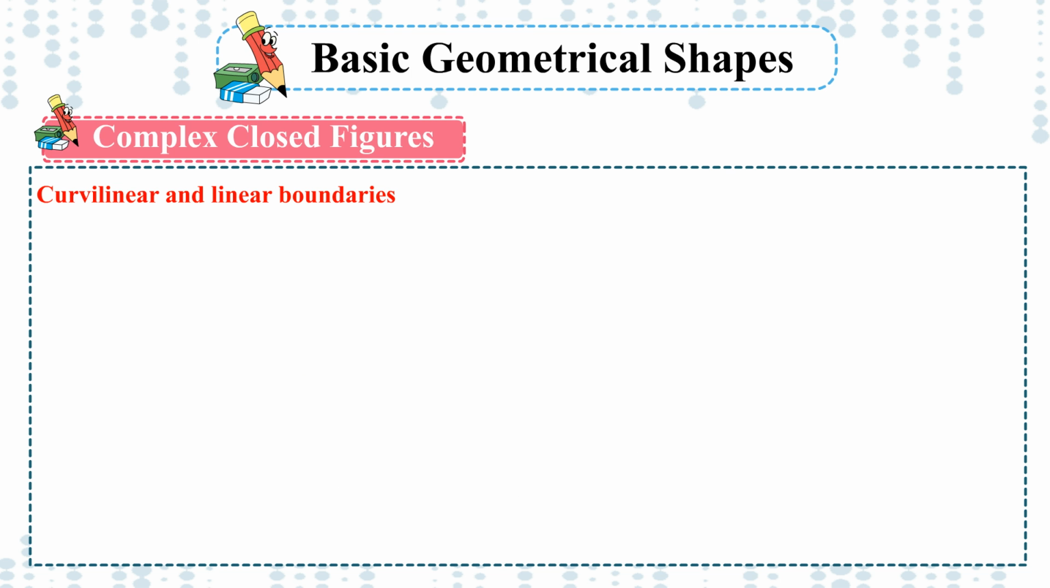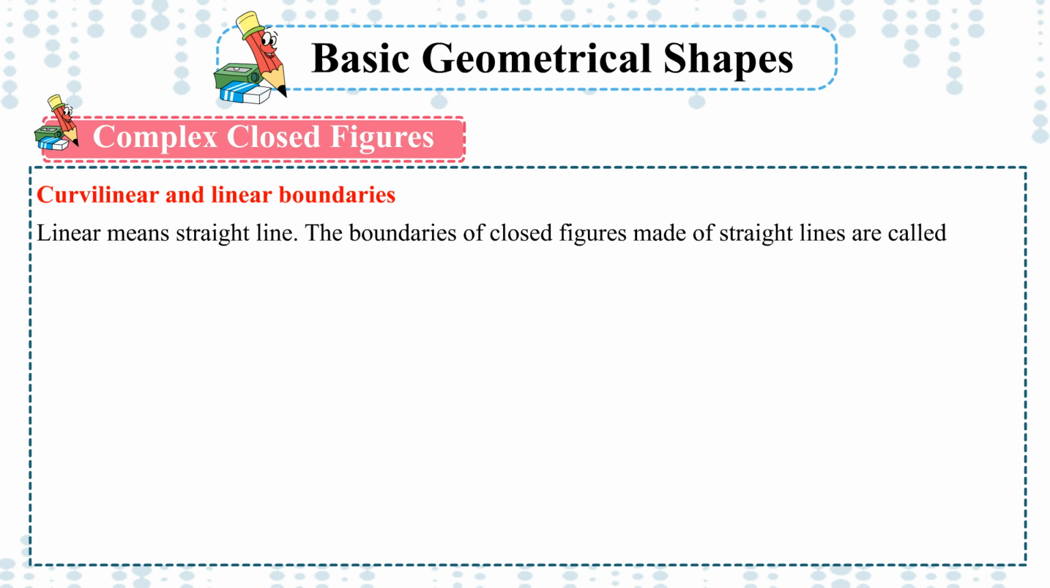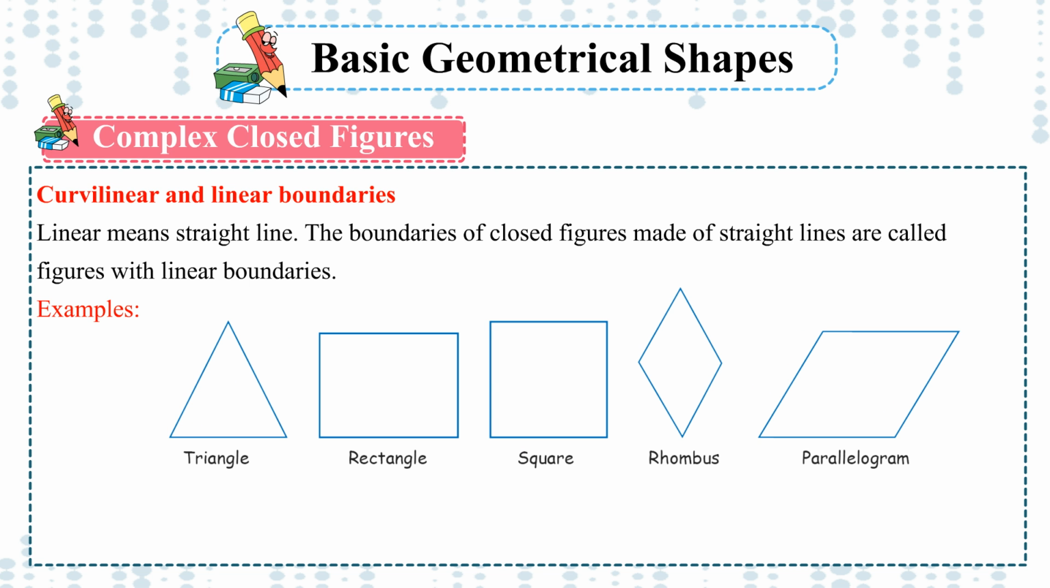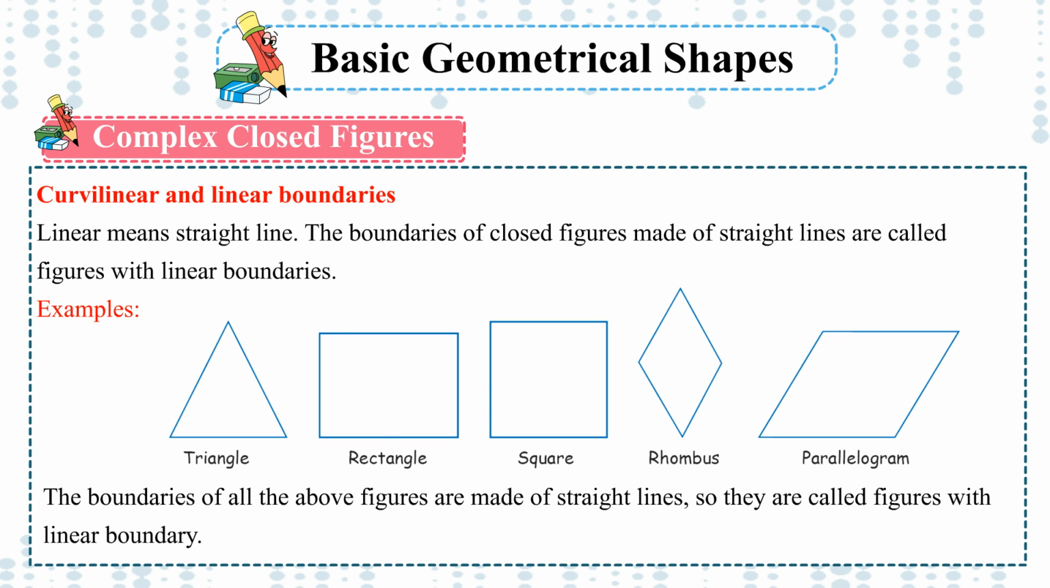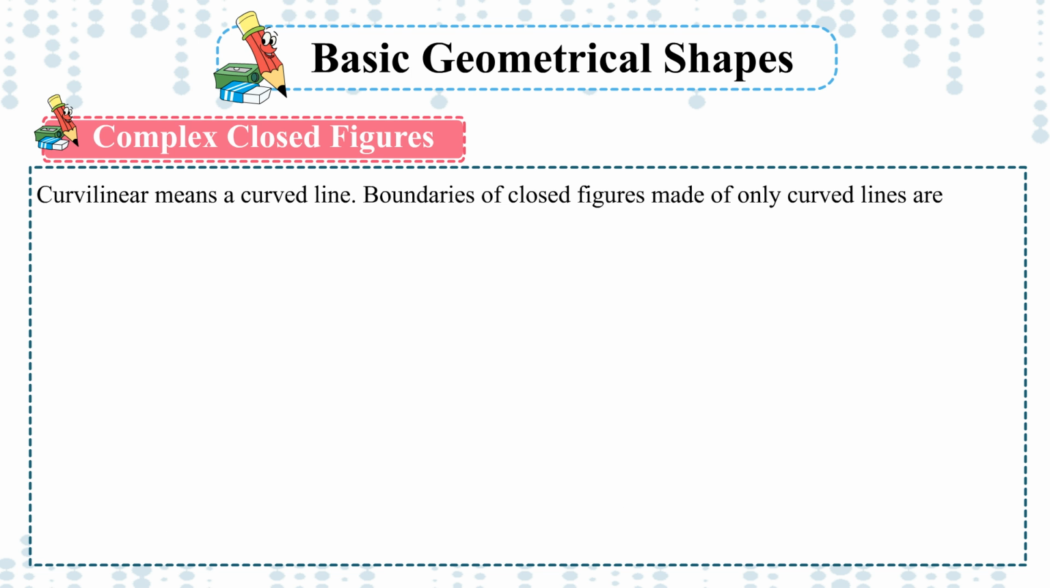Curvilinear and linear boundaries. Linear means straight line. The boundaries of closed figures made of straight lines are called figures with linear boundaries. Examples. Triangle, rectangle, square, rhombus, parallelogram. The boundaries of all the above figures are made of straight lines, so they are called figures with linear boundary.